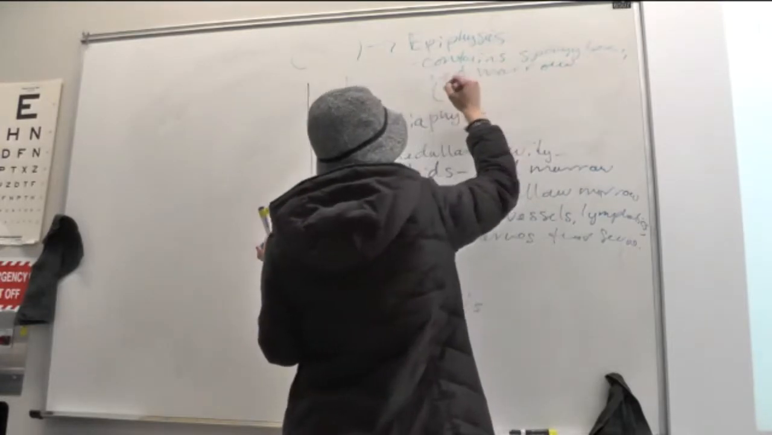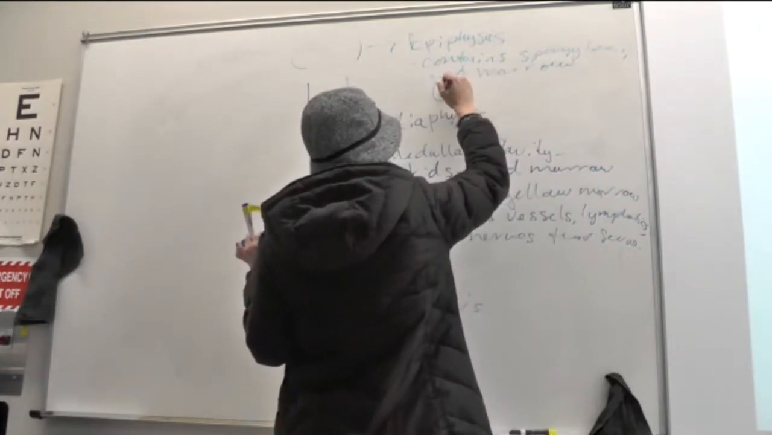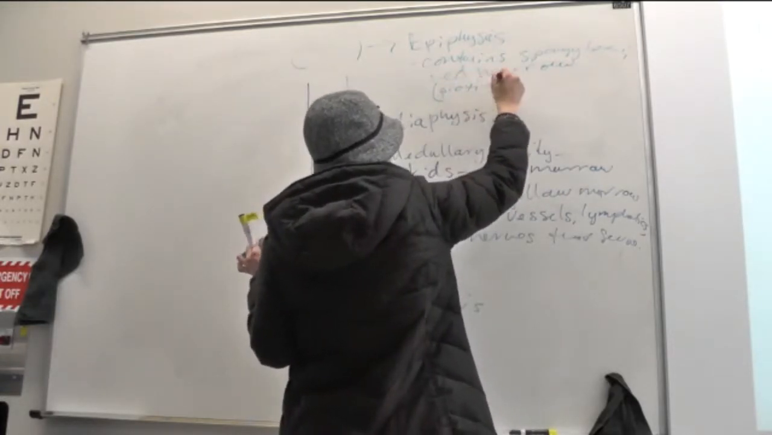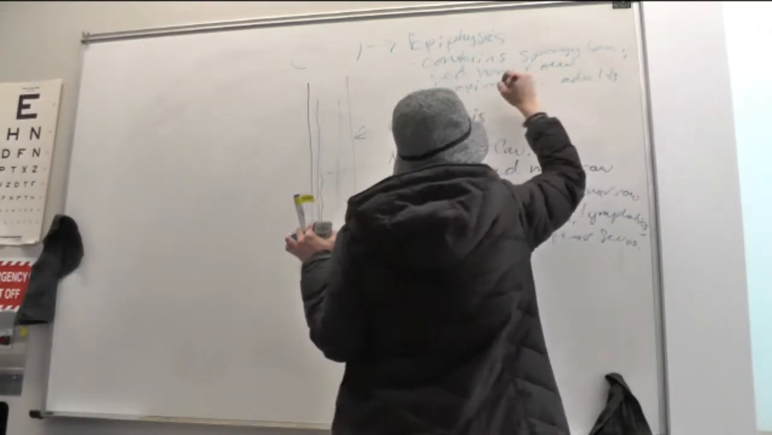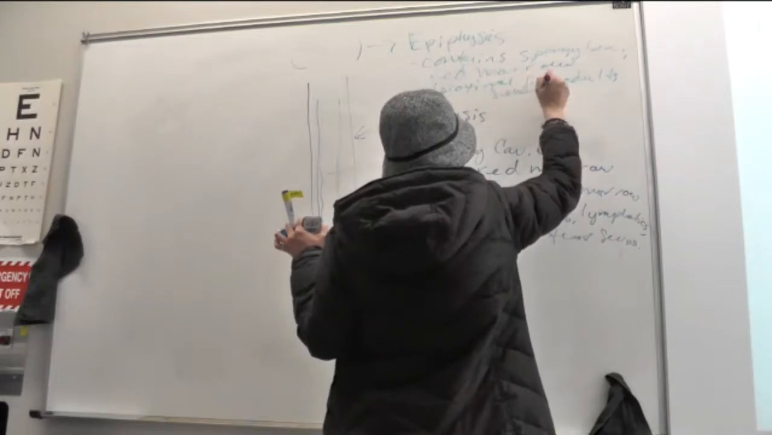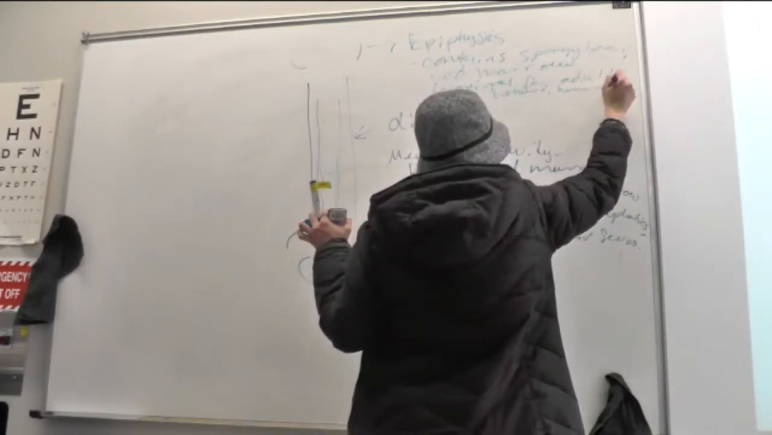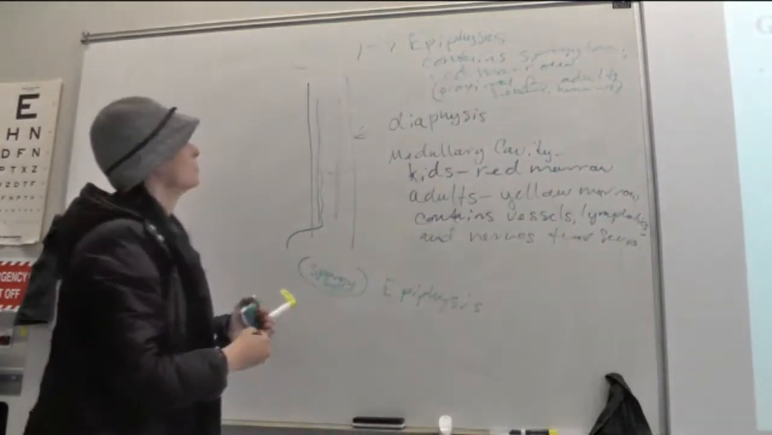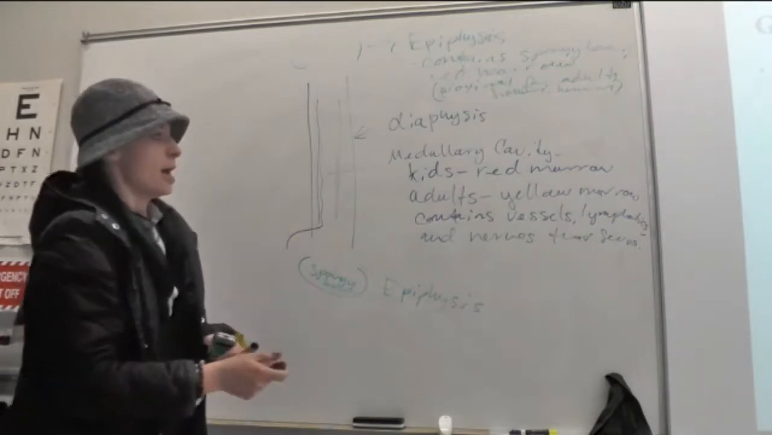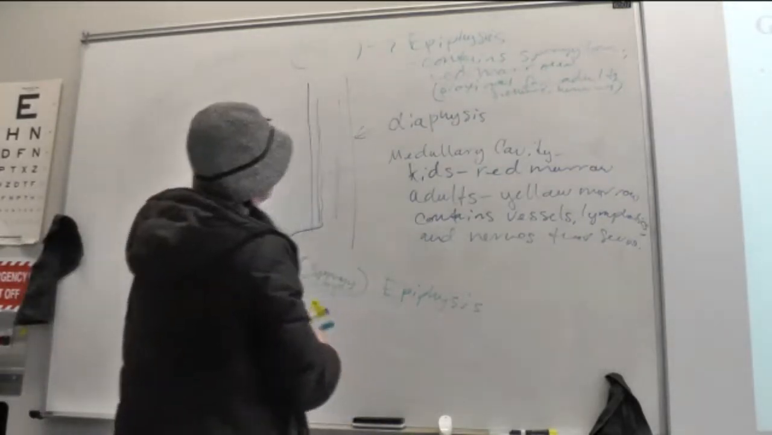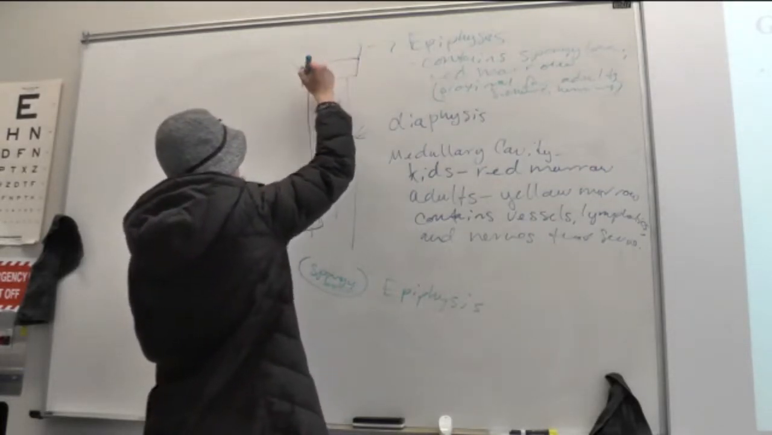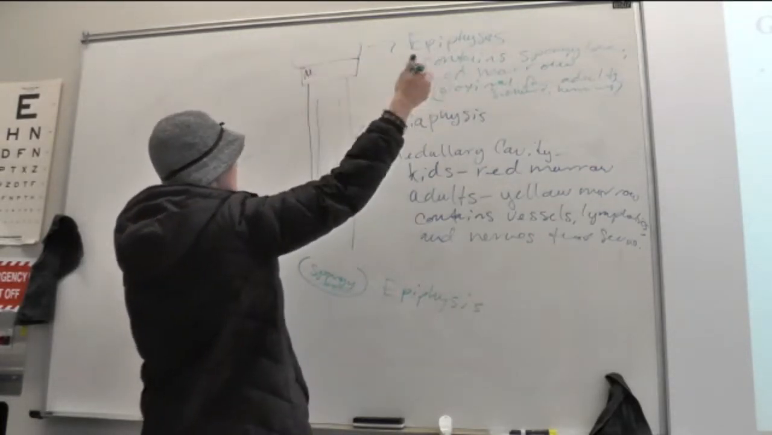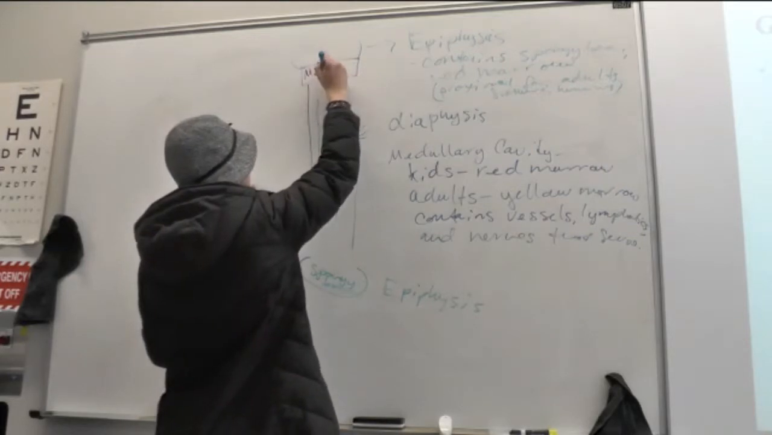So for red marrow, we'll put in the proximal, for adults, primarily of your femur and humerus. And then the region between the epiphysis and the diaphysis is the metaphysis.